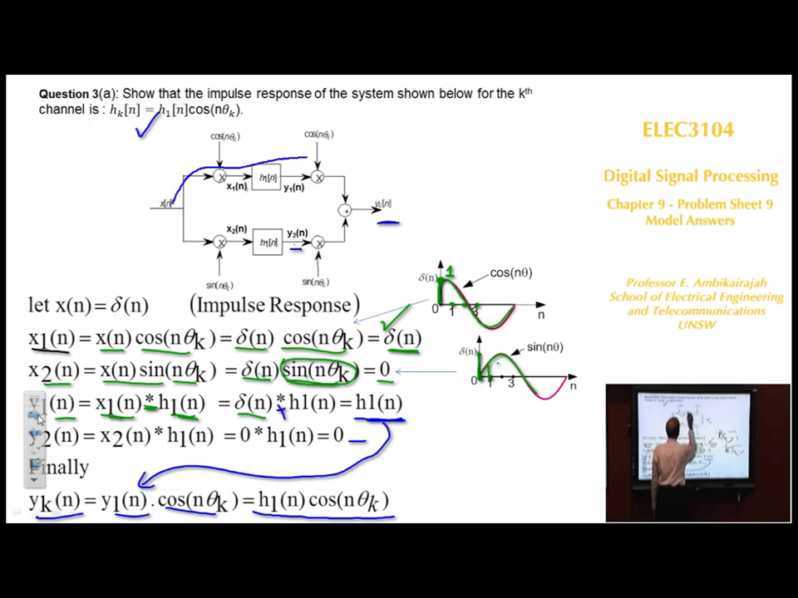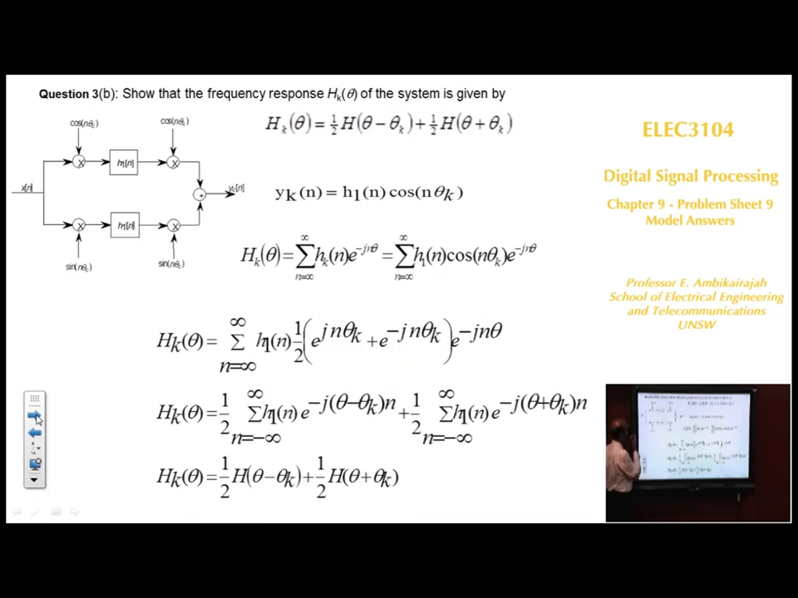So this part is contributing to you, and this one is because this 0 is not working out. That's all that question part is. Now we move on to the next part of this question. The same question. You've been asked to show the frequency response h theta k is given by that.